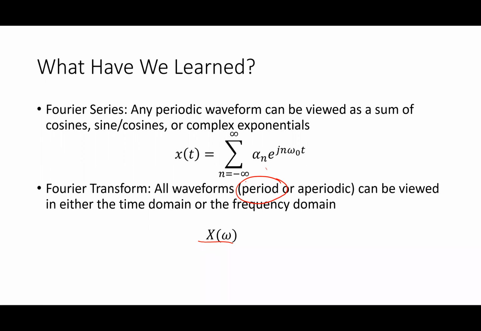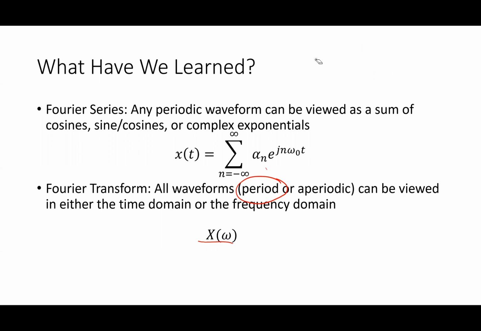So for instance, if I had e to the negative a t times u of t, a very common signal, that has a Fourier transform. I'm not going to get into what that Fourier transform is. It's not hard to figure it out. There's an equation for it, but we're not going to deal with that. You'll learn about that more in 3111. Here I want to introduce the concept.